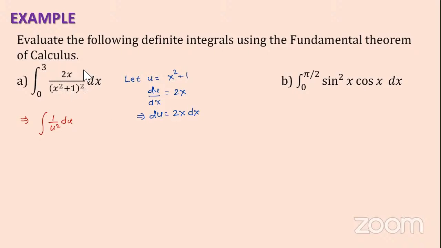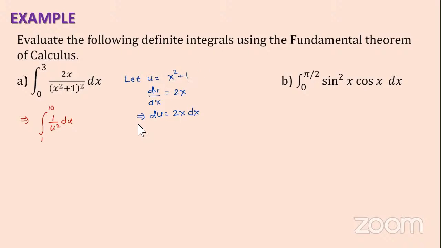We change the integral given in terms of x to a new integral in terms of u. Here we have the limits from 0 to 3. These are the limits for x. Since we are now integrating with respect to u, we need the limits for u. So in order to find the lower and upper u values, we plug the x values into this equation. If I plug in x equal to 0, 0 squared plus 1 is 1, so the lower limit is 1. And if you plug in 3, it will be 3 squared plus 1, which is 10.